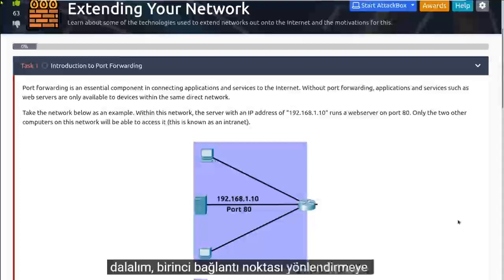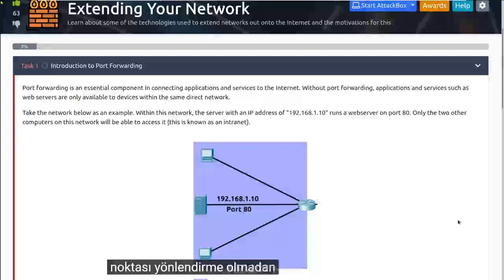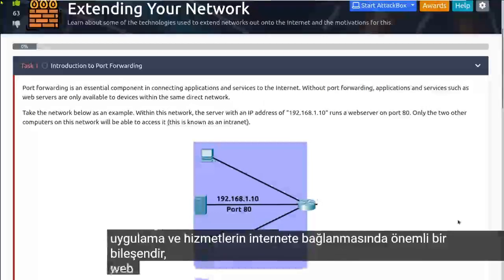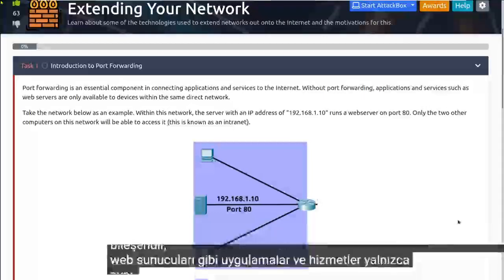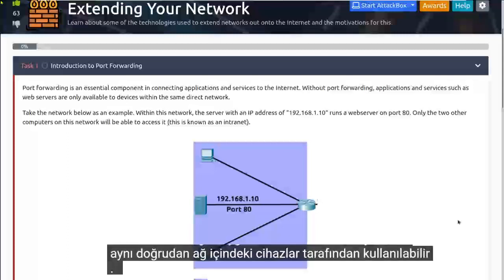Port forwarding is an essential component in connecting applications and services to the internet. Without port forwarding, applications and services such as web servers are only available to devices within the same direct network. Take the network below as an example.